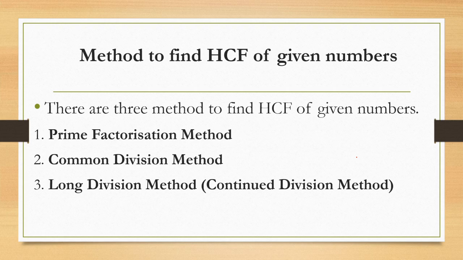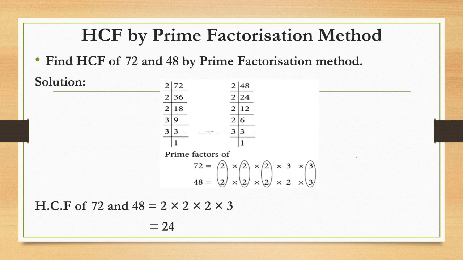We can find the HCF of numbers by using its name, but we are going to use these three methods mainly to find the HCF of numbers. So let's discuss these methods one by one. First is the prime factorization method.